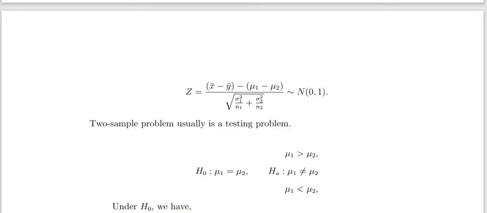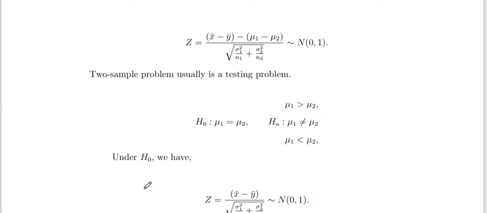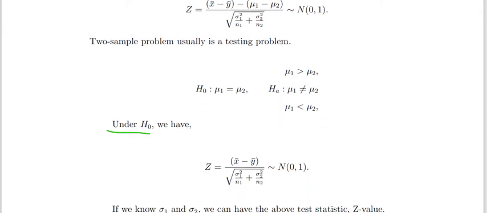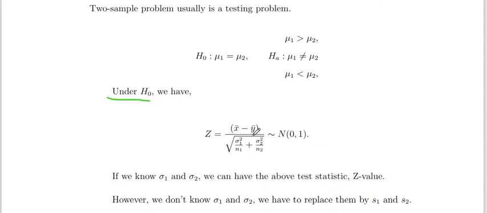Okay. So now let's say we find the test statistic. Under H0, mu1 minus mu2 becomes 0, so we can remove it. We can forget this mu1 minus mu2, so we have this result: x bar minus y bar over this follows the standard normal, right? Okay. So the story is quite the same.